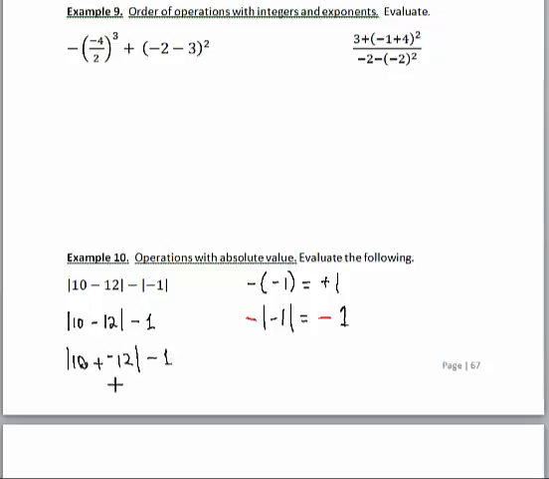Okay. And so my 10 and my 12 are opposite signs, so I actually just take the numbers and subtract them. And so inside the bars, I haven't applied those absolute value bars yet. I have a 2, and between the 10 and the -12, -12 has the higher absolute value, and so I go with the sign it had originally. So 10 plus a -12 is -2.